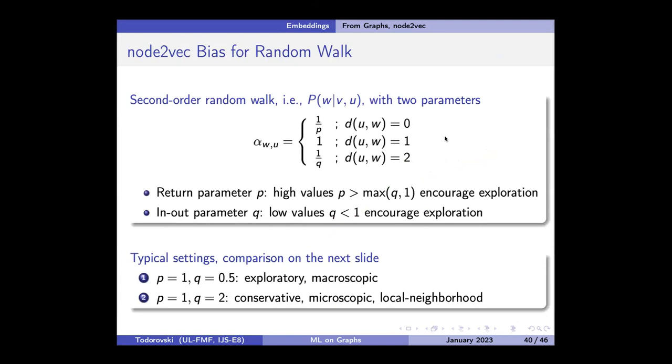Usually the typical settings here are setting p to 1 and q to 0.5, that's exploratory, and we call that setting macroscopic, because it will go and explore the graph as a whole with random walks. The other setting of p equals 1 and q equals 2 is conservative, it's microscopic, because it will only explore the local neighborhood.